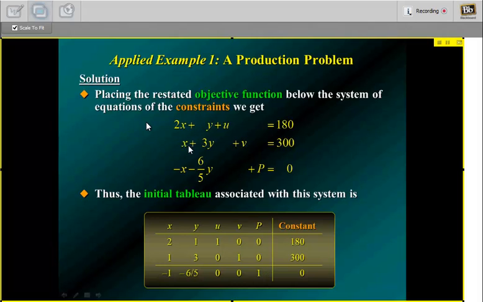The coefficient of x is 2. The coefficient of x1 is 1. In this way, the coefficient of x1 minus x will be minus 1. So we will put all the data in this table, and the right hand side will be 180 and 300, and we are going to solve this problem. So this is step number 3.